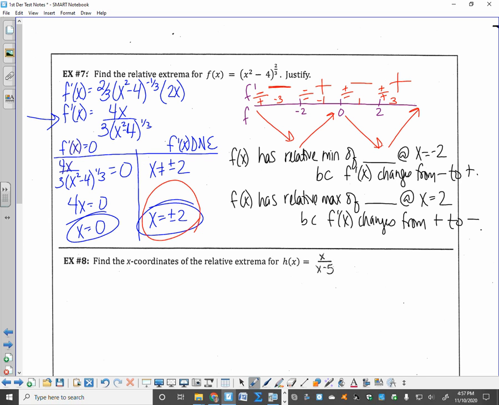Okay, now I got to do this one, which is also a min. So at -2 and 2, because they both change from negative to positive. All right, cool. So now I just got to go find those numbers. So what am I plugging in? I'm plugging in a 2 and a -2 into the original problem.